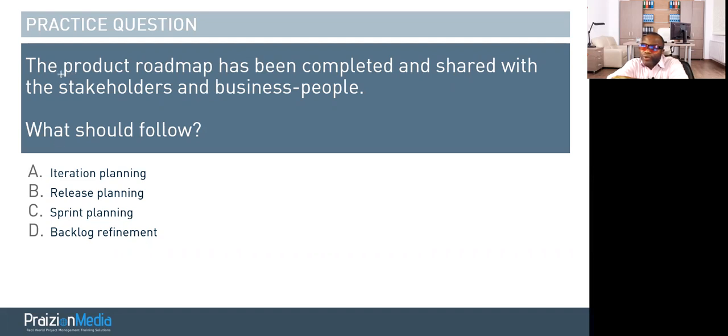So the product roadmap is a higher level thing that you do. In the world of Agile, we peel an onion. So if you're starting at the product roadmap level of thinking, you wouldn't just go straight down to the iteration level.